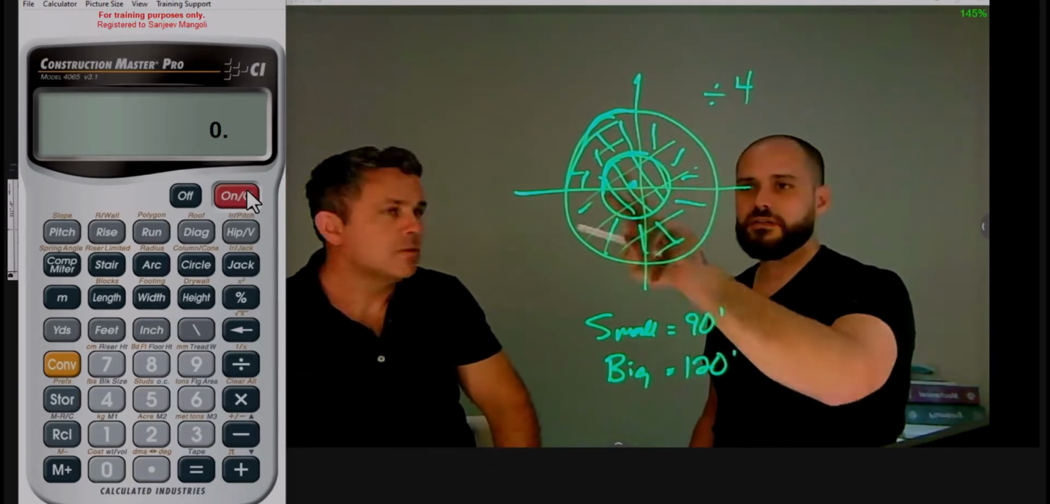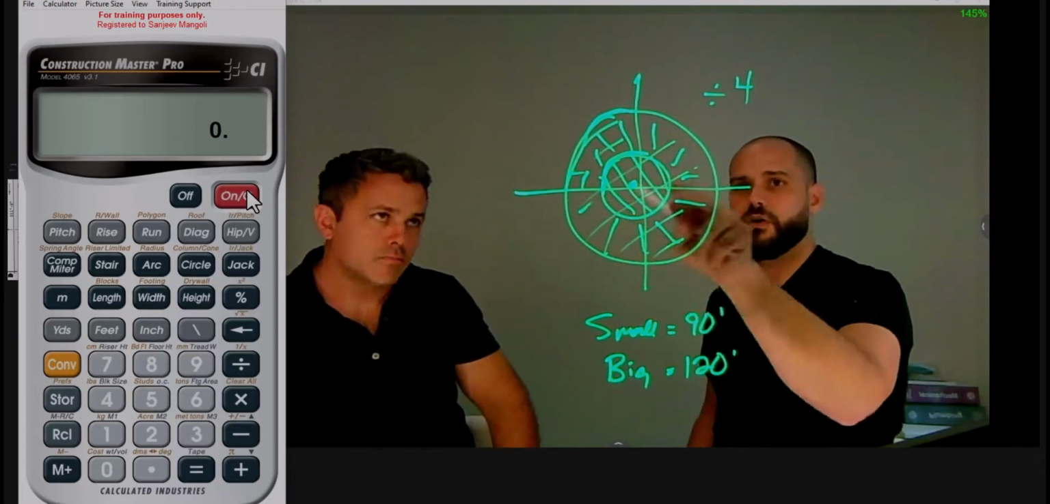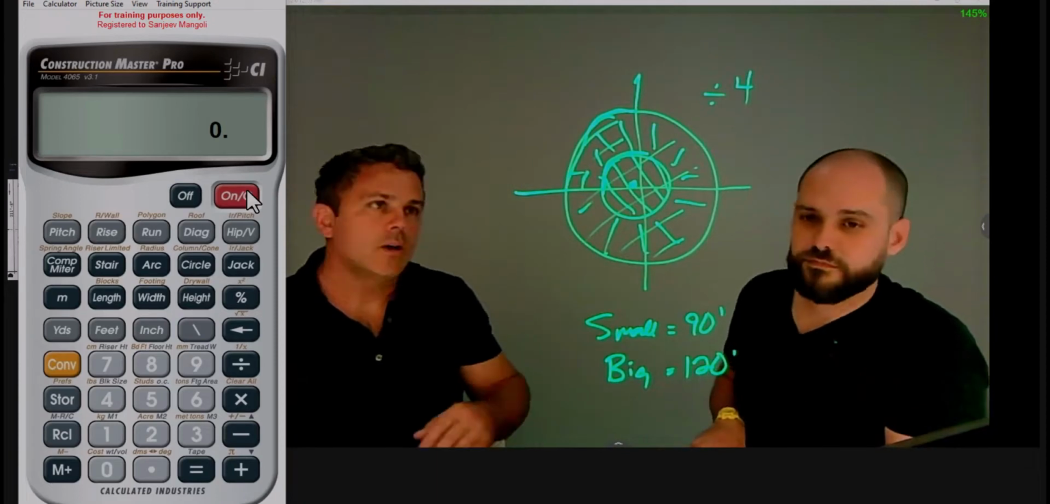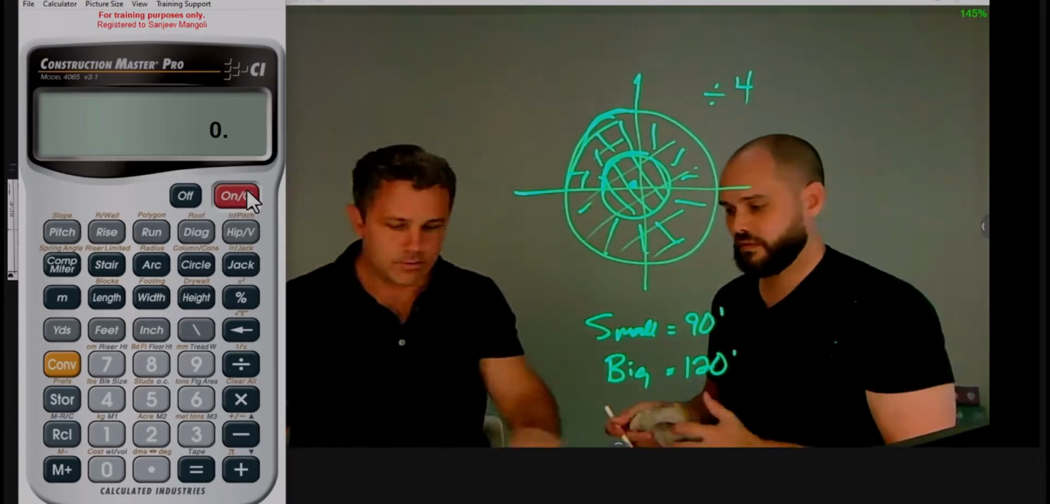Just so I'm clear, it's 4 parts, right? 4 equal parts, and that's why we're dividing by 4. Exactly. So if you'll draw me a new circle there. Let me erase.